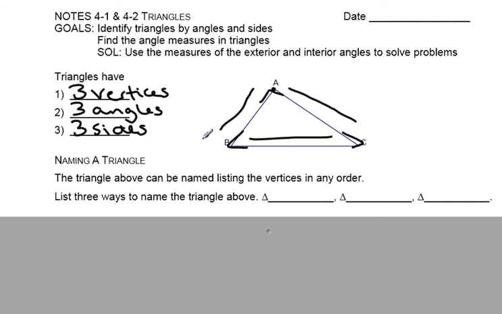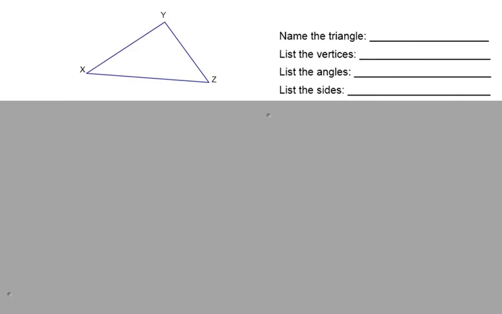You can name a triangle with any 3 points on the triangle in any order. So I can call this ABC, CBA, BCA, BAC, etc. Okay, so go ahead and pause the video and, looking at this triangle here, name it and list the vertices. Remember, you have to use your proper notations when you name your angles and your sides. Press pause and I'll have the answers up for you in just a second.